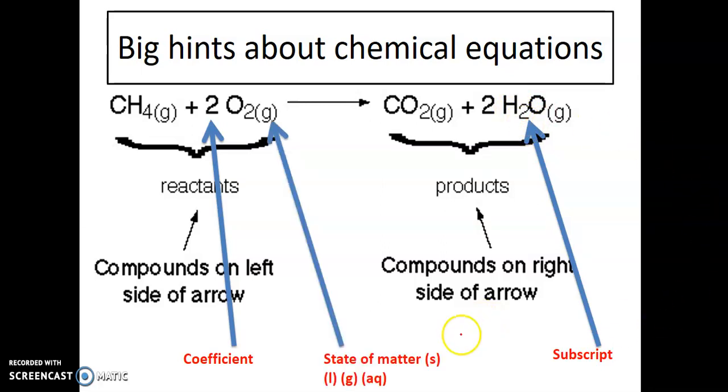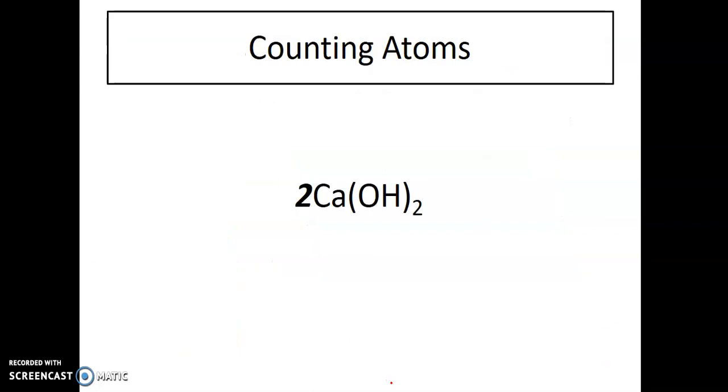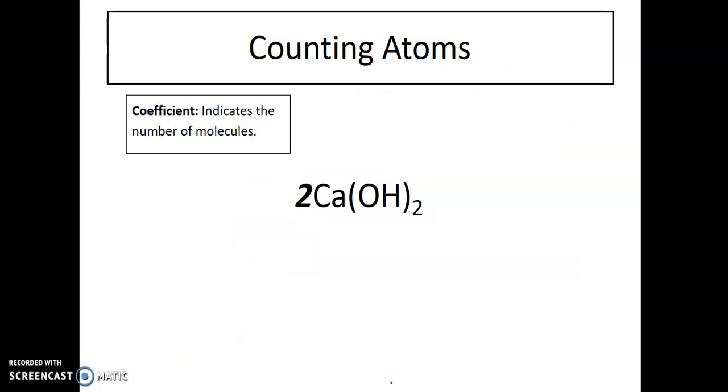And then states of matter: S is for solid, L is for liquid, G is for gas, and AQ is for aqueous. I just want to state it so that if you see it, you're not thrown off. I don't want you to be like, what is this? So now you know. Counting atoms.